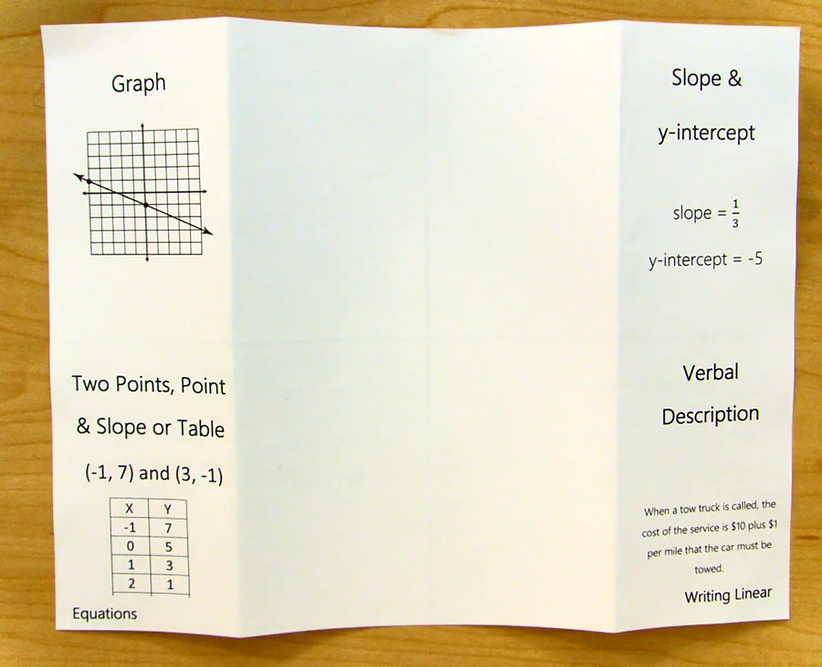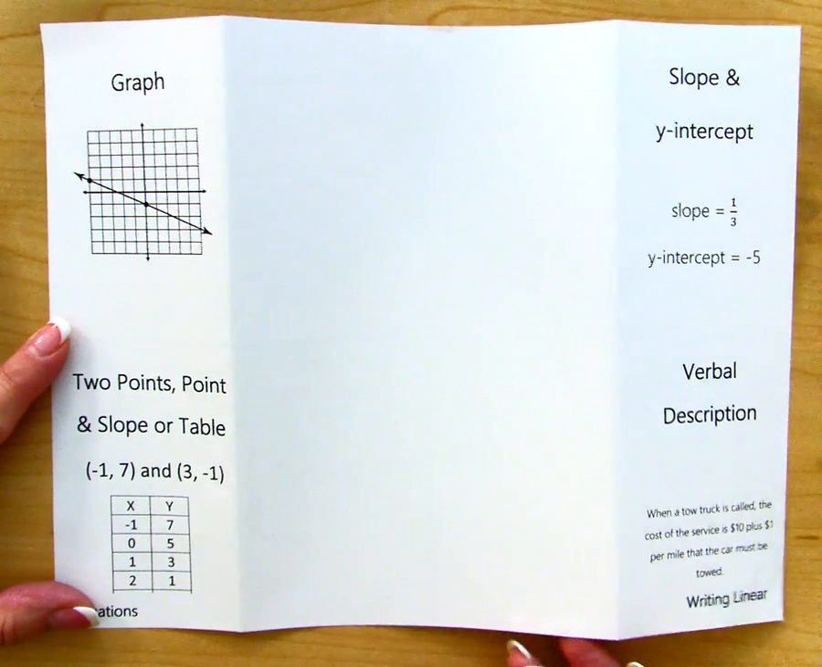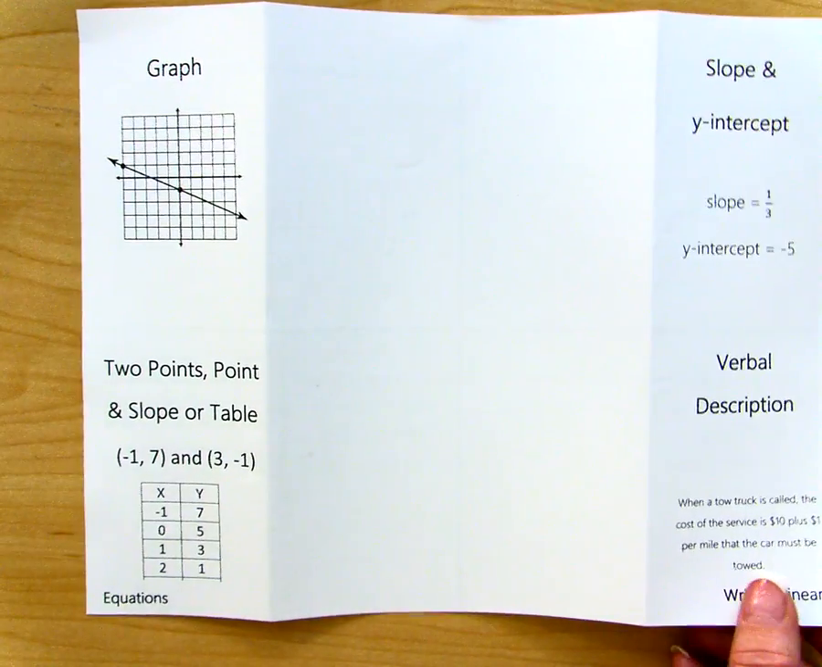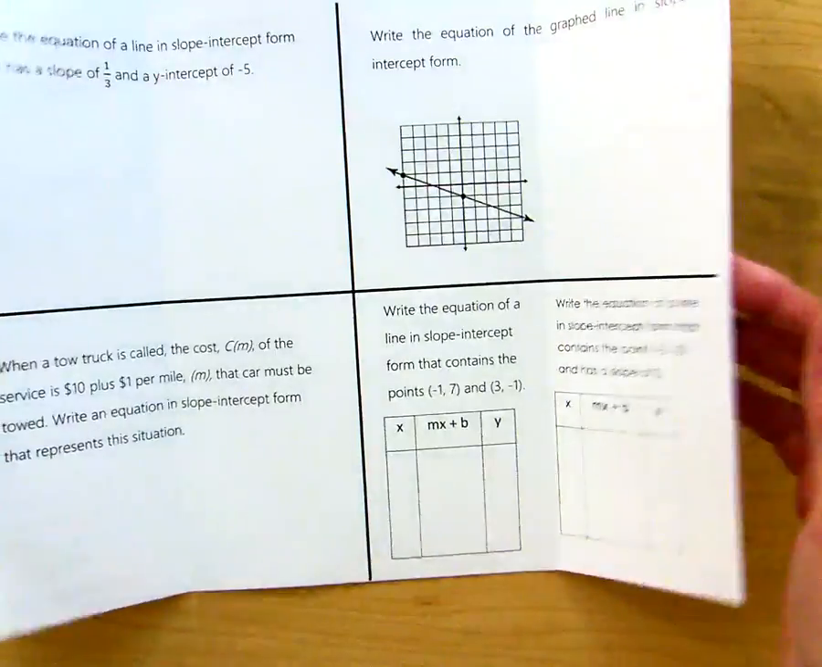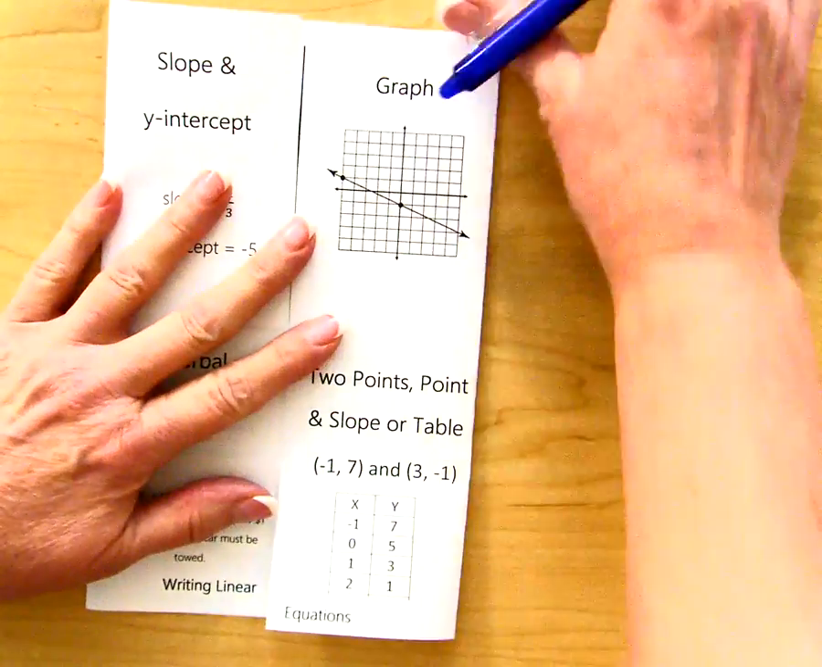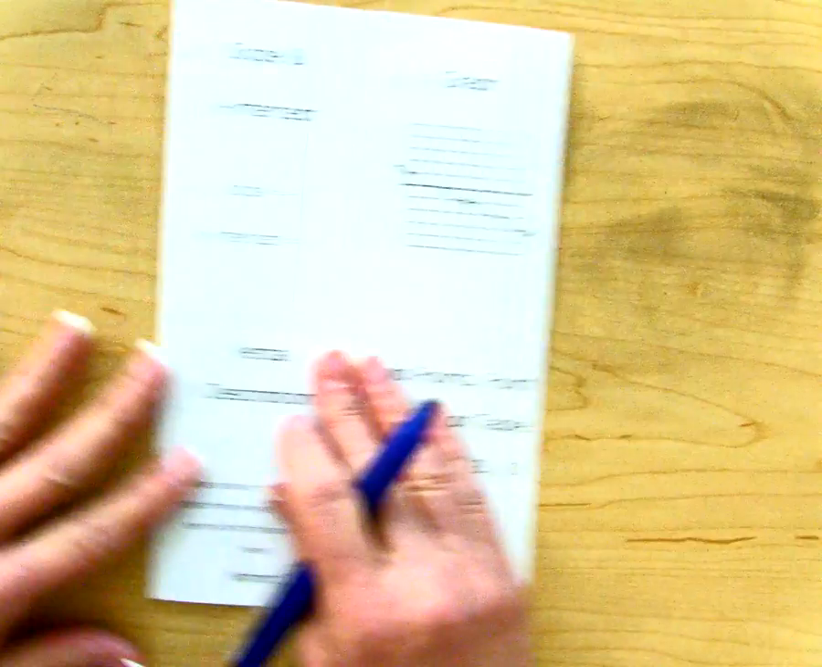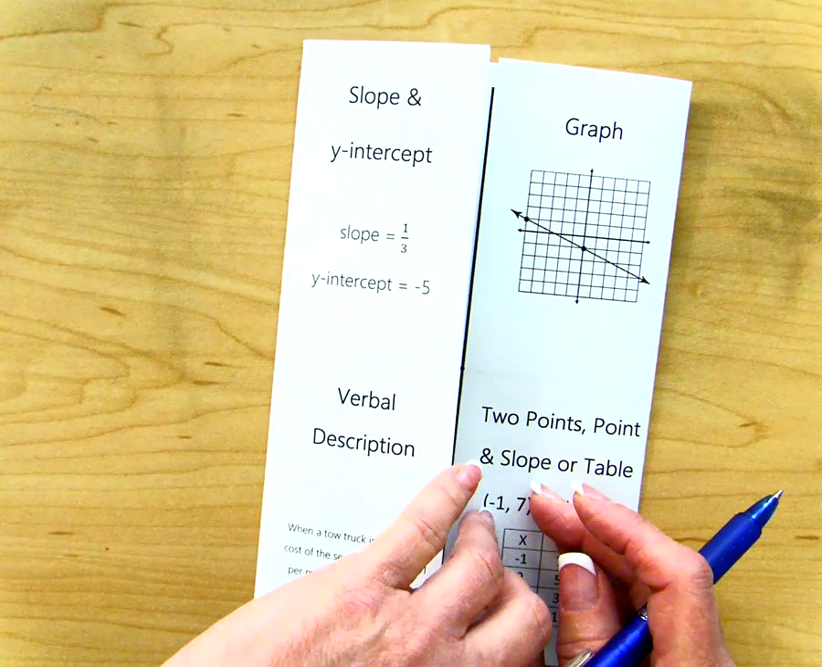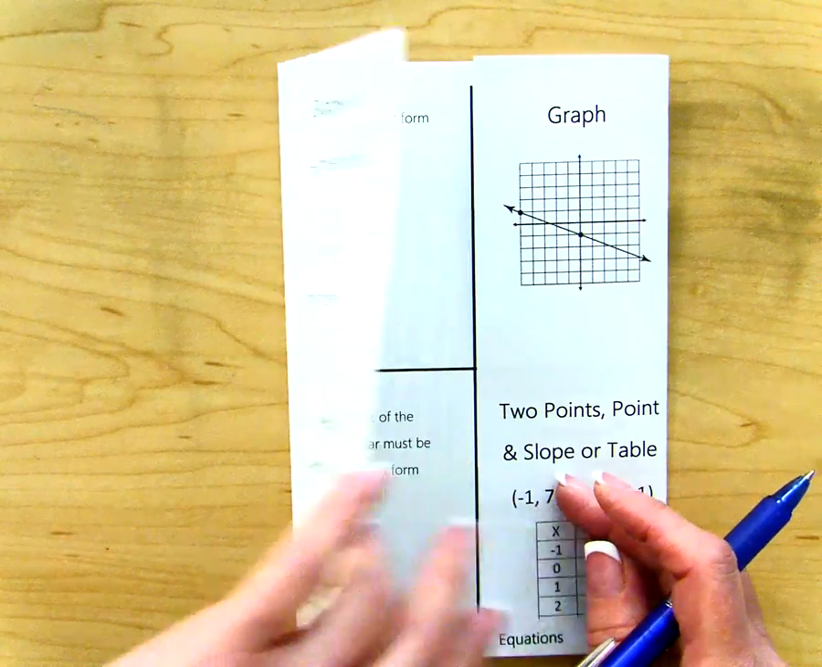Hello students, in today's video we are going to be looking at writing the linear equation in slope-intercept form from either slope and intercept, when slope and intercept are given to you from a verbal description, when we're given 2 points, or a point and the slope, or a table, and from a graph. So here what we do is go ahead and fold this into the middle, and then we will look at our various examples. So first is going to be slope and y-intercept.